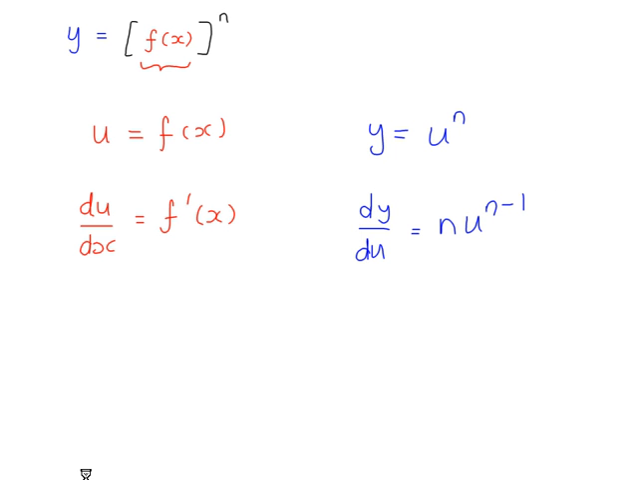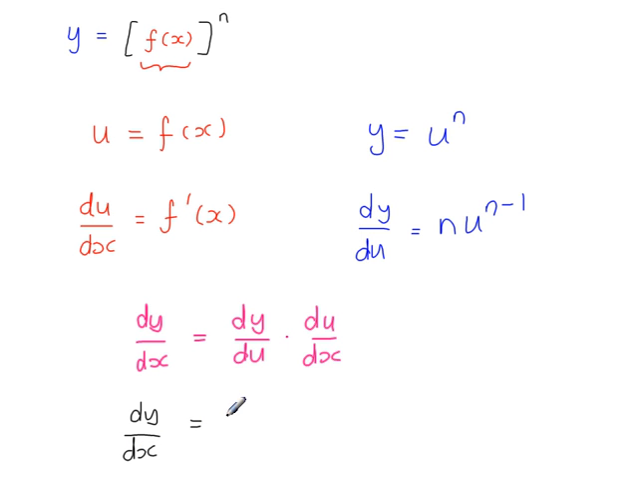so then using the chain rule, dy by dx is equal to dy by du times du by dx, and all we're doing is just multiplying these two derivatives together. So dy by dx is equal to dy by du, which is n u to the power of n minus 1, times du by dx, which is this.